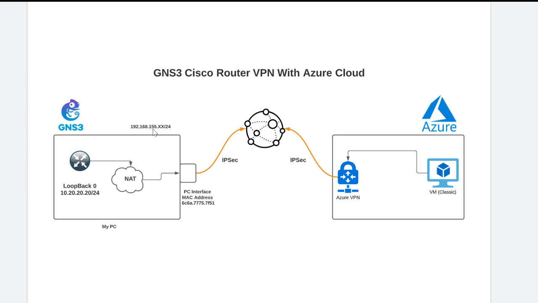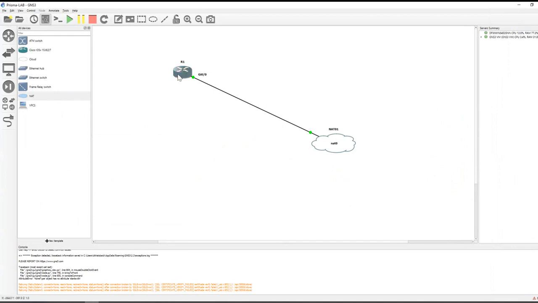This IP, 192.168.155 or whatever, maybe that IP is different in your environment. You're going to get this IP from the NAT when you connect your GNS3 to the NAT. I will show you this part first. As you can see here, this is my Cisco router, connected to this NAT option here, okay? And this NAT is connected in the back to my physical interface in my computer. So this is the environment in GNS3.